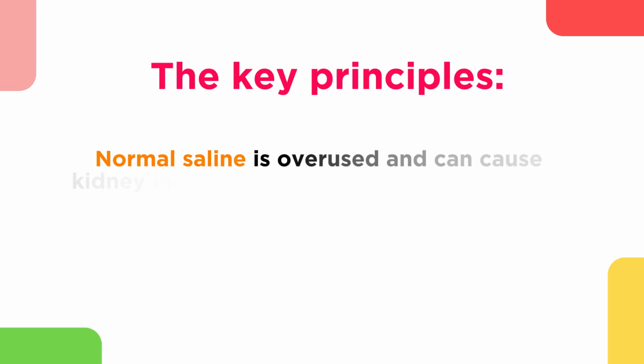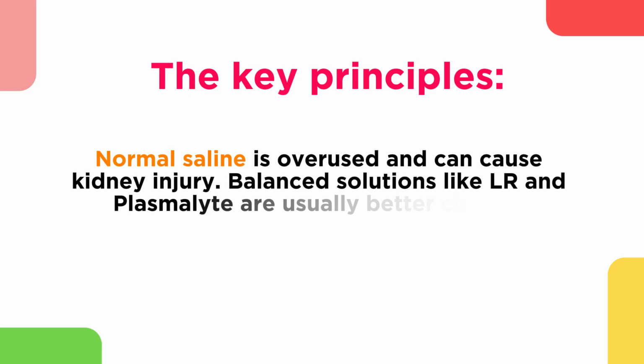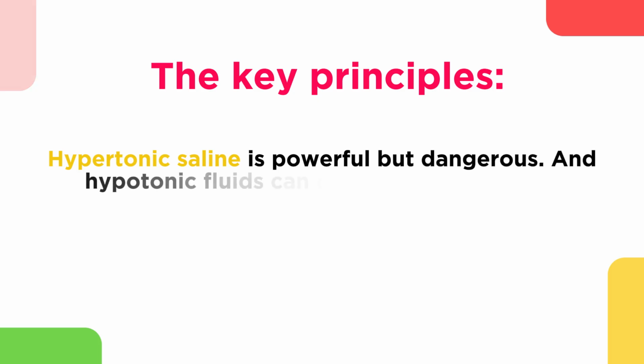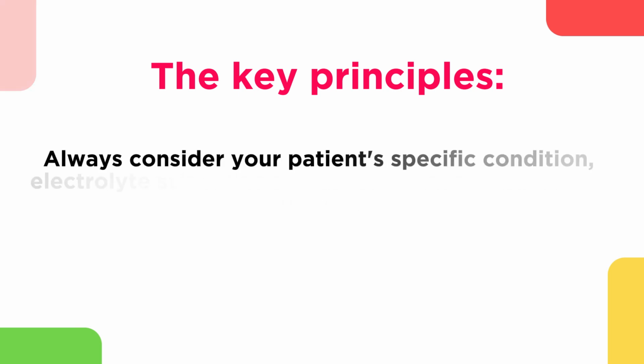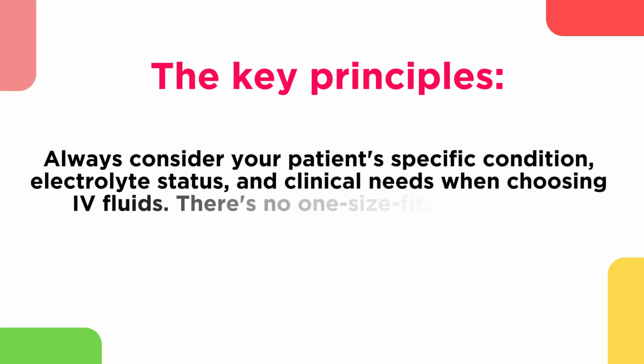Normal saline is overused and can cause kidney injury. Balanced solutions like LR and Plasmalyte are usually better choices. Hypertonic saline is powerful but dangerous, and hypotonic fluids can cause deadly cerebral edema. Most importantly, always consider your patient's specific condition, electrolyte status, and clinical needs when choosing IV fluids.